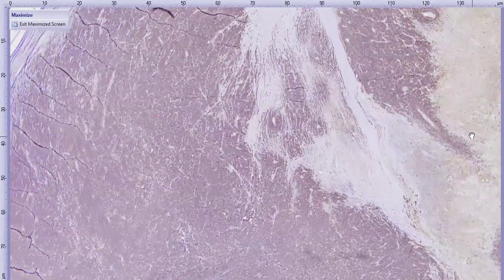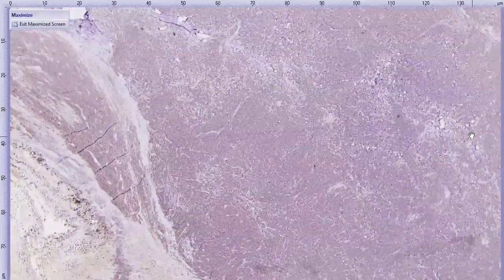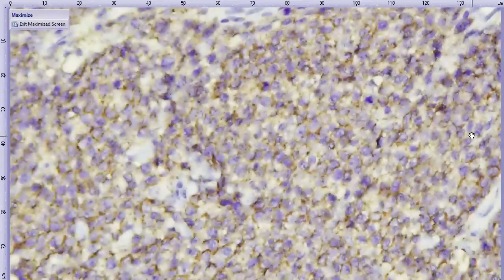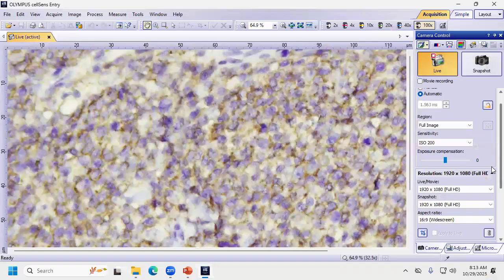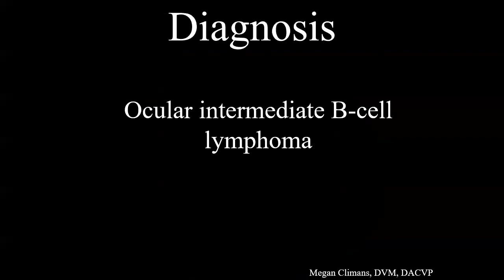That was the comment. So I'm being quick and moving on to really cool cases. We're just going to show you the CD20. The CD3 was diffusely negative. The CD20 is diffusely positive. We've got really strong immunolabeling in cells. There you go. So B-cell lymphoma, as you already saw, pretty straightforward diagnosis.